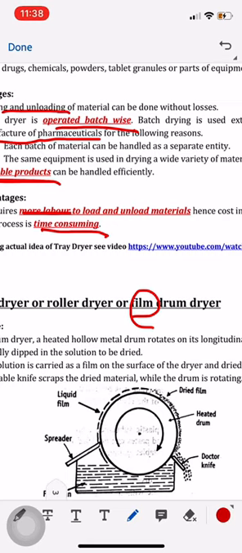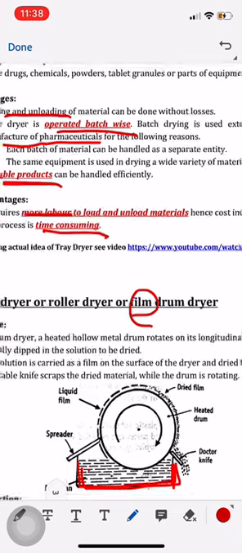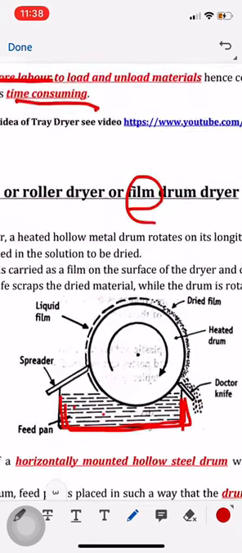Now, look at the diagram. There is a feed. This is a feed pan, in which slurry is there. Now this drum is partially dipped into this slurry, means only this much portion is dipped.